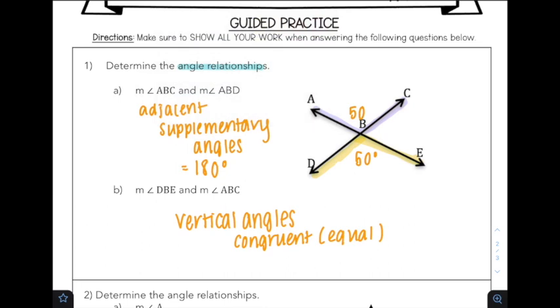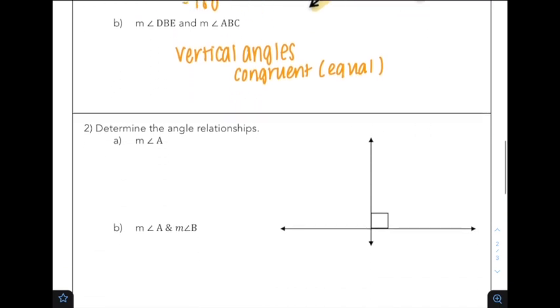Along the lines, if I know this is going to create 180 degrees, I need to think of what is going to add to 50 in order to get 180 degrees. And that's giving me 130 degrees. So you can figure out the measurements knowing what they add up to, as long as you know another angle or the other angle. All right, so let's look at the second one.